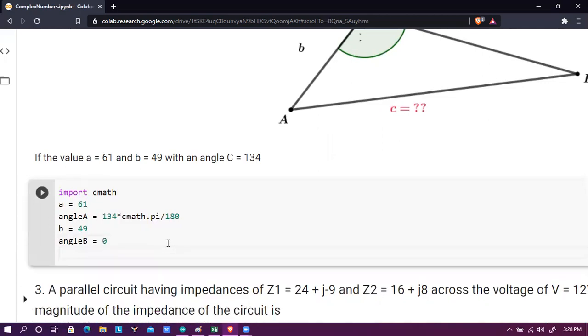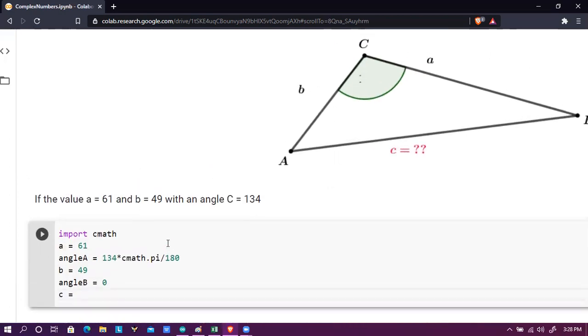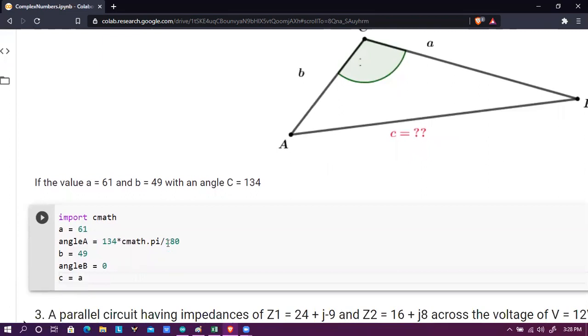Now we need to solve for the value of C. So the value of C, in complex number, is just A angle of 134 minus B angle of 0 degrees. Now that's how you do it. But we need to take the absolute value of C. So how do you find the absolute value? You can just use abs, the absolute value or what's called the modulus. Abs of what? We need to find the absolute value of, take note, we need to convert this to rectangular form.